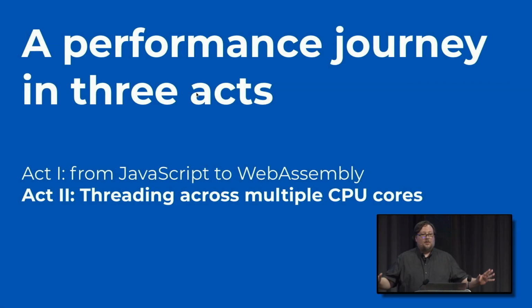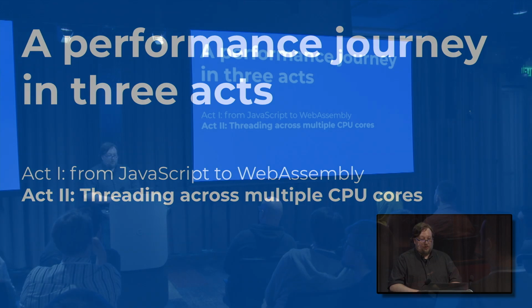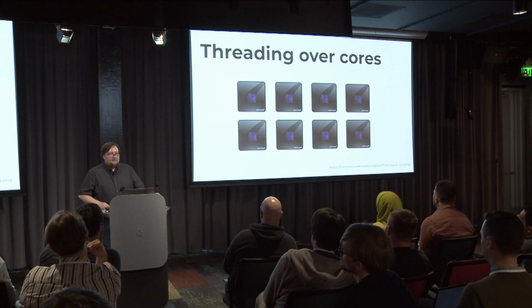Act 2, threading across multiple CPU cores. Now, almost every CPU these days has multiple CPU cores. If you have a smartphone, it probably has at least 2 cores. It probably has 4 cores. It might have 6 or 8 cores. Your laptop probably has 2 or 4. And of course, a big workstation or server is going to have a bajillion. So you want to be able to make use of those CPU cores if you can.